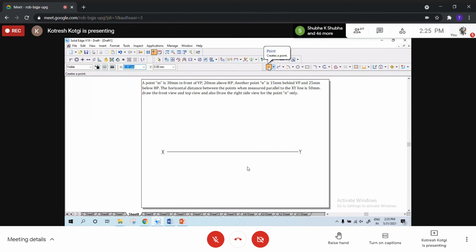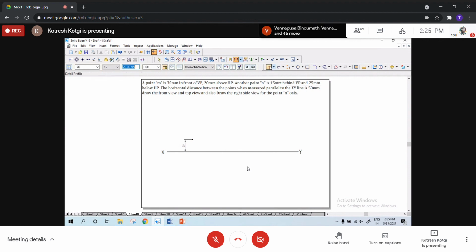Now I'll draw the front view and top view of M first. I'll start with the front view of M, which is 20 mm above HP. So you people should measure 20 mm above XY line, and then draw the point. Now here I have the provision, so I'll just fix the point first, and then I'll fix the dimension. What is that? 20. So you should measure 20 mm above XY line, then draw the point. That is the front view of M.